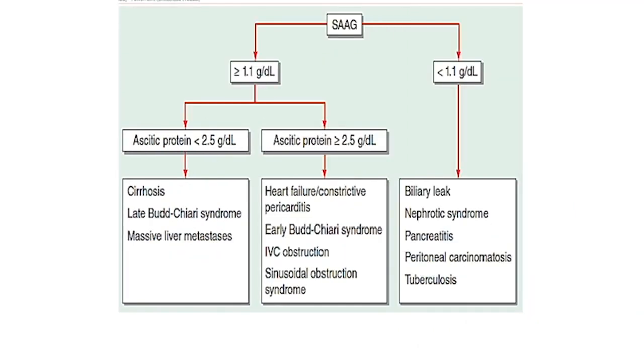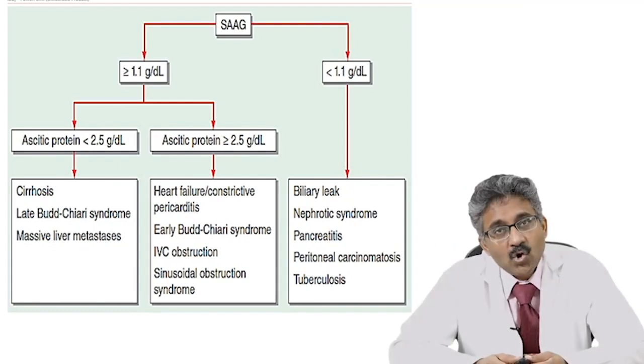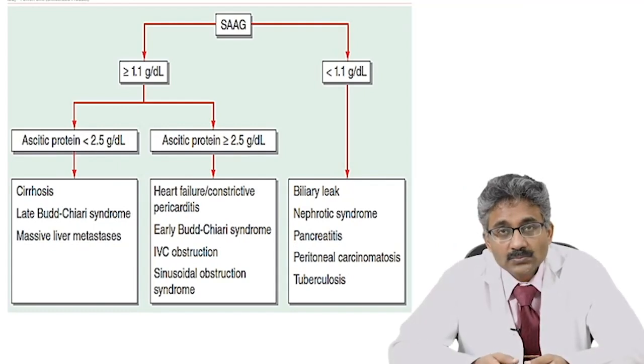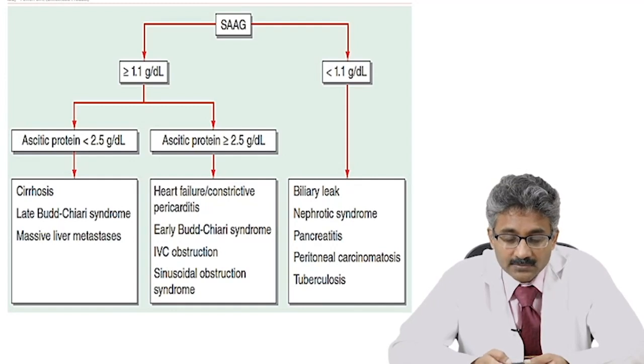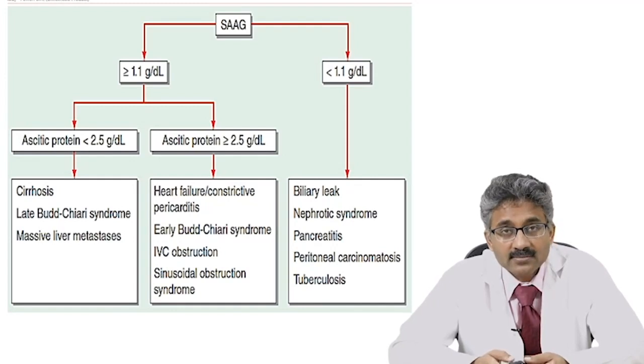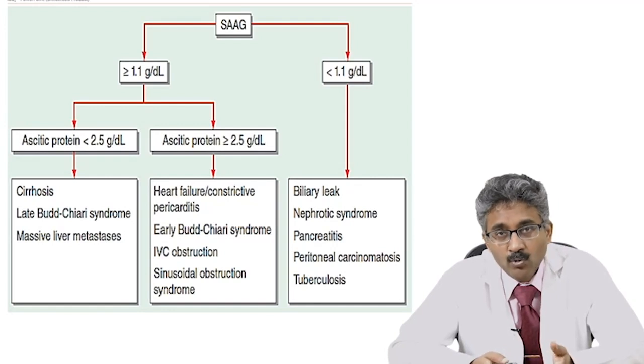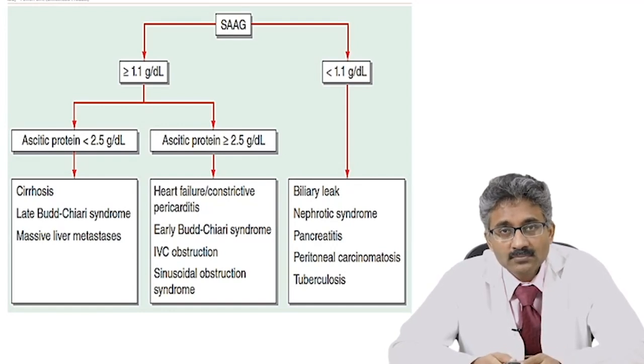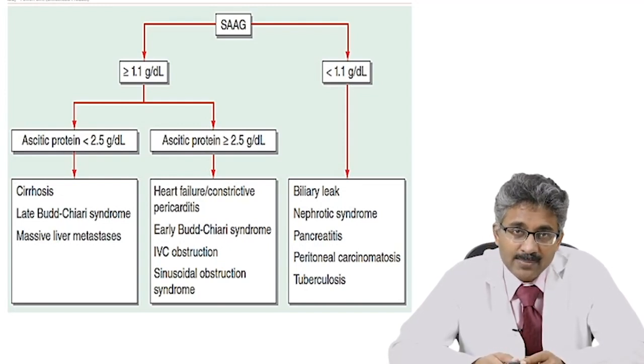Then how do you treat ascites? The treatment of ascites is salt restriction, diuretics, especially the aldosterone antagonist spironolactone. You can give a loop diuretic, but the maximum dosage you can give for spironolactone is 400 milligrams. For a loop diuretic, it is 160 milligrams.